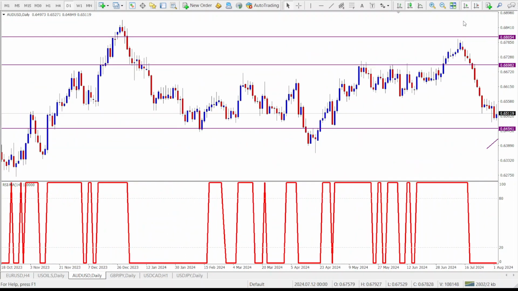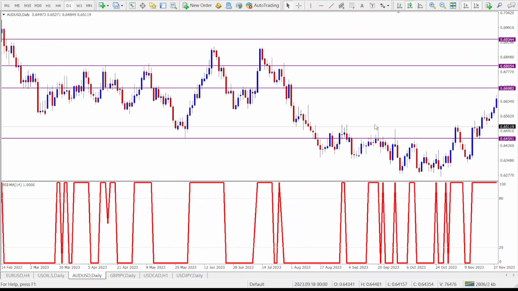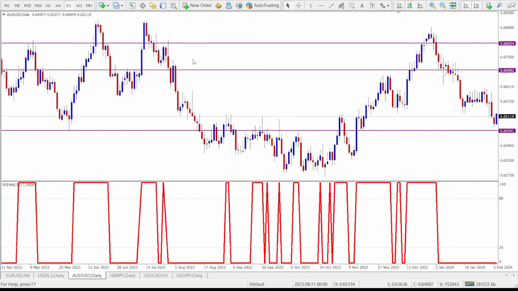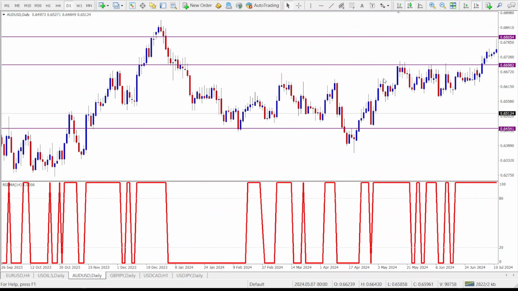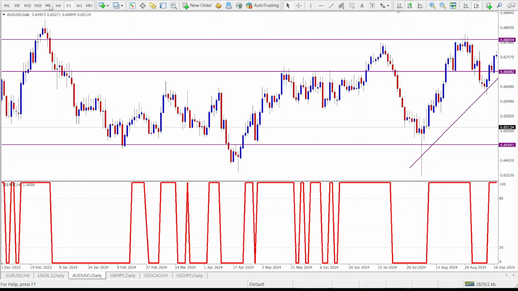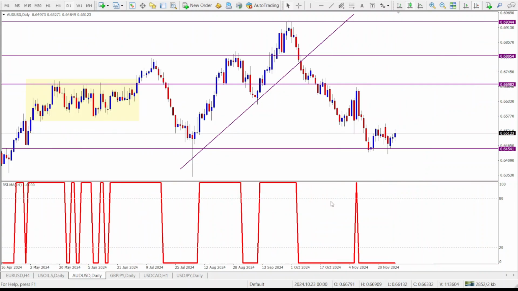All right, so let us look at some other examples. I'm not going to recommend using this indicator in a ranging market because in a ranging market you might just get confusing signals, right? Can you see that we had a ranging market around here, and can you see what this indicator was doing here? So I'll recommend using this indicator in a trending market or in a wide ranging market.